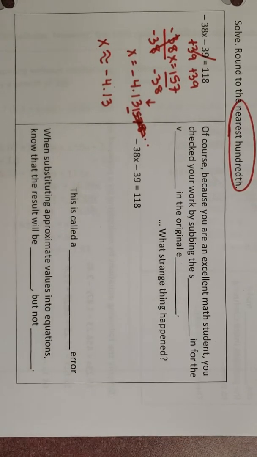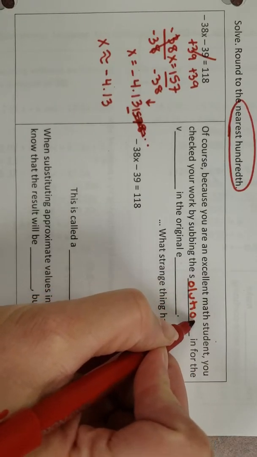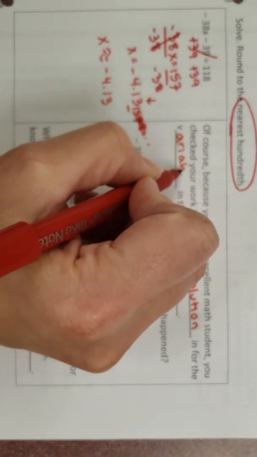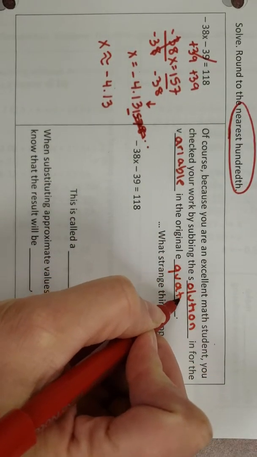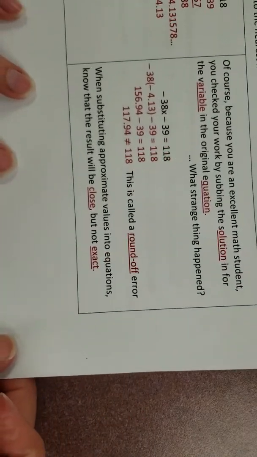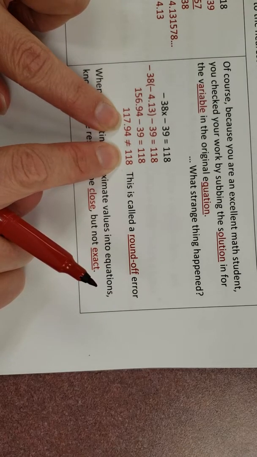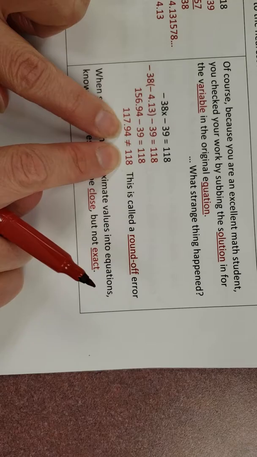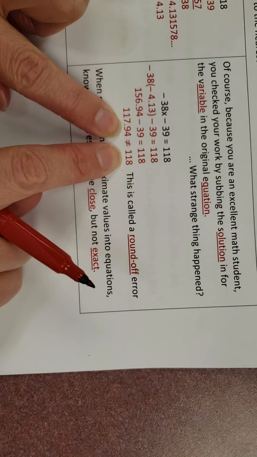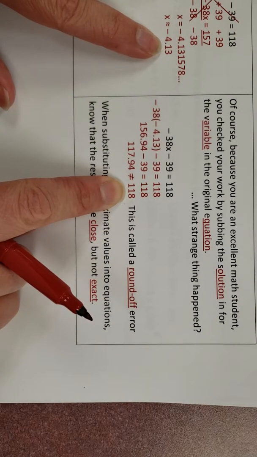Now, up to this point, every single time we have solved an equation, we have gone back and checked our solution. So because we're an excellent math student, we checked our work by subbing in the solution for the variable in the original equation. But when we do that, we find this strange thing, which I will show you for the sake of time. When we substitute that value in that's been rounded, we get a number that's a little bit off. Now, 117 and 94 hundredths is really close to 118. It's not the same though. And that happens because we have rounded our solution. It's slightly inaccurate, and this is why I really prefer fractions.